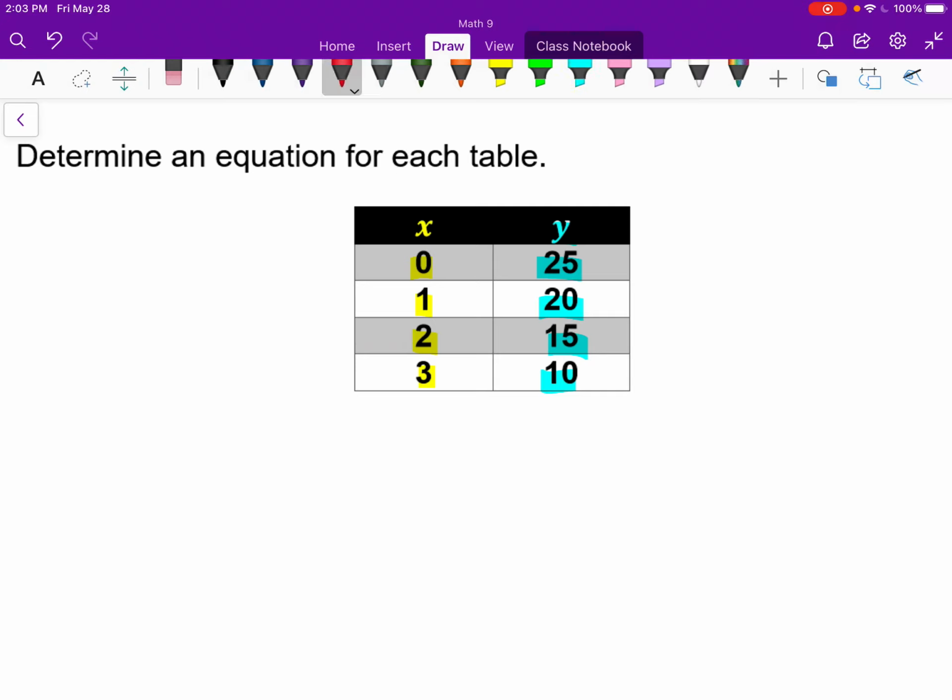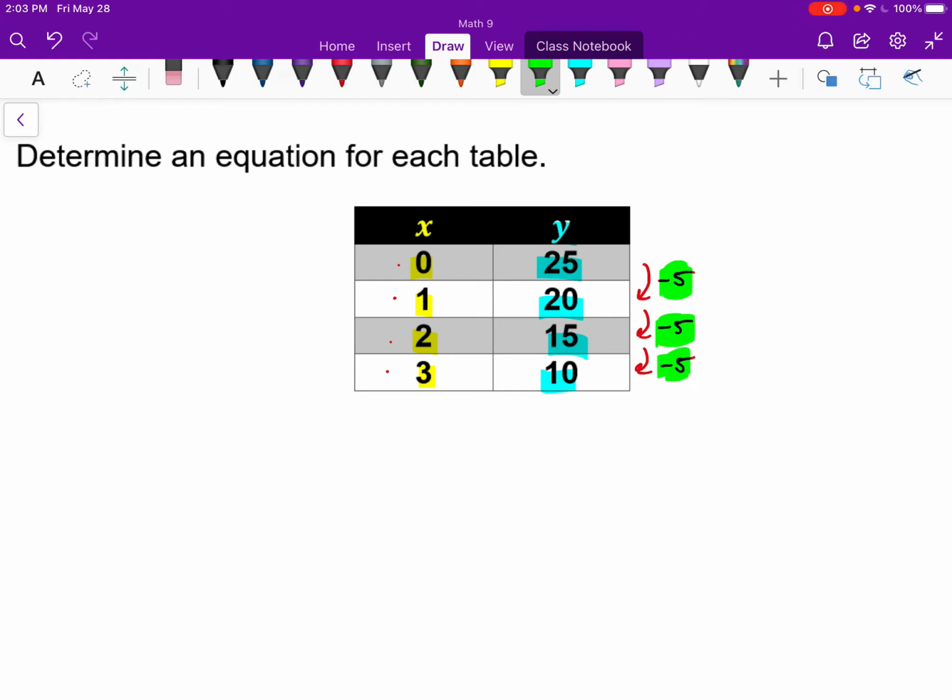First thing I would do is try to see the pattern. And notice, first of all, on x, I have nice, clean 0, 1, 2, 3. So as x goes up by 1, y goes down by 5. Every time we look down here, we're subtracting 5. So that's my constant change, minus 5.